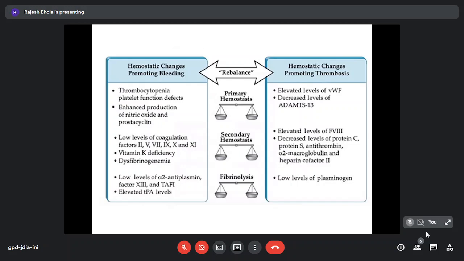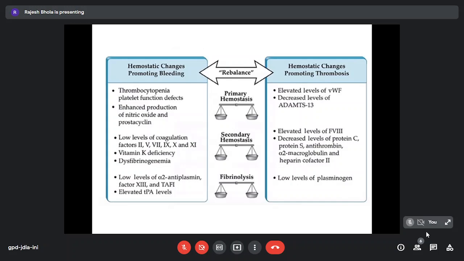Coming to the fibrinolysis, the hemostatic defect that can promote bleeding is the low level of alpha 2 antiplasmin, factor 13, TAFI, and an elevated level of tissue plasminogen activators. But how is it balanced? It is balanced by low levels of plasminogen. So you can see that one balancing act is the proportionate reduction in the procoagulant, anticoagulant, and fibrinolytic factors.